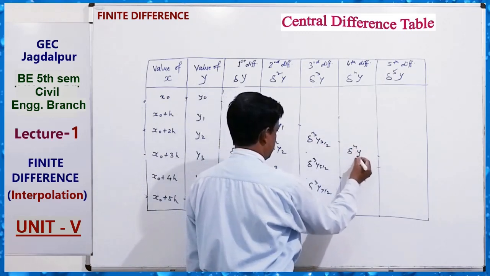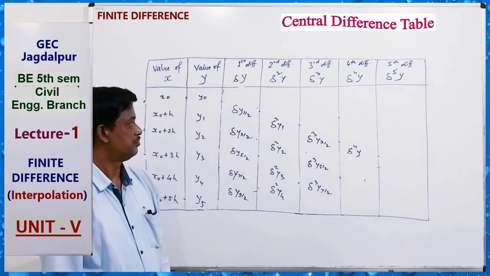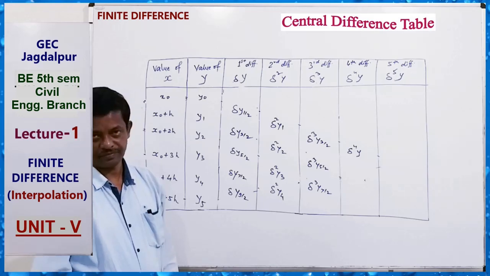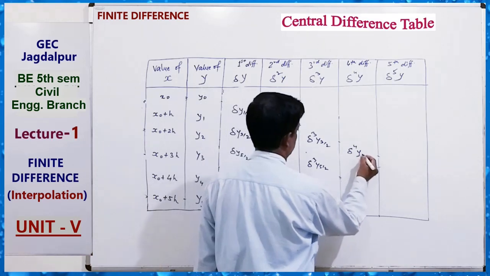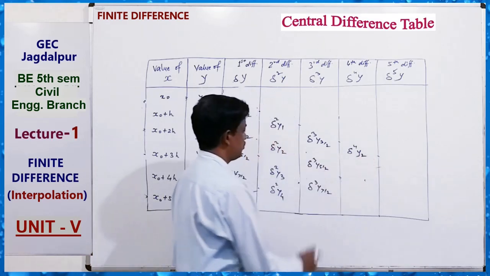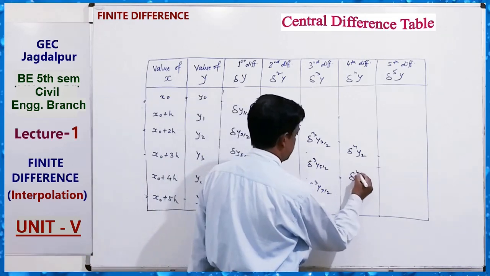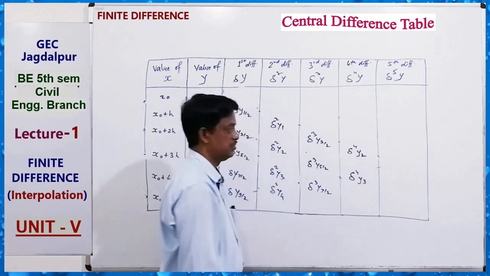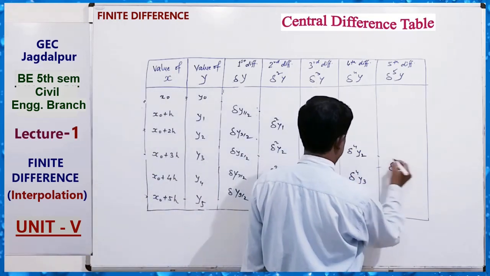Here, 5 by 2, 3 by 2. 5 and 3, 8, 8 by 2 means 4, 4 by 2, 2. This will be 2. Here also 7 and 5, 12, 12 by 2, 6, 6 by 2, 3, 3. Delta 4, y 3. And here delta 5 in between.